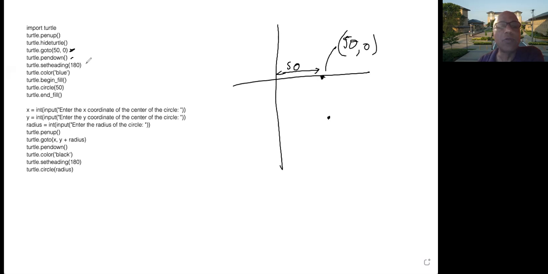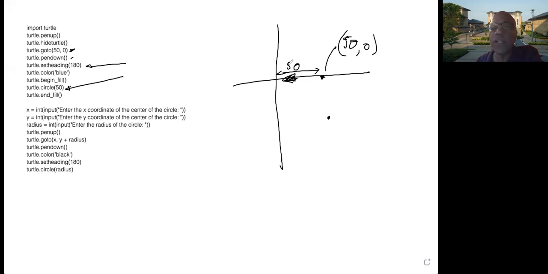This is crucial. I set the heading to 180. So I set a direction for the turtle, which is to go left. So the turtle is traveling left now. Not that it is moving, but its direction is west. 180 is west. And then I set the color to blue so that the filled circle will be in blue. Then I begin the fill, and now I create a circle, draw a circle with radius of 50.